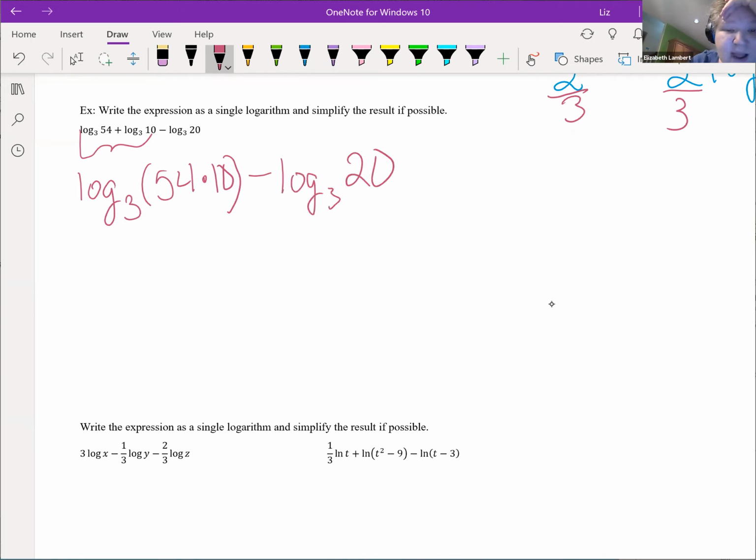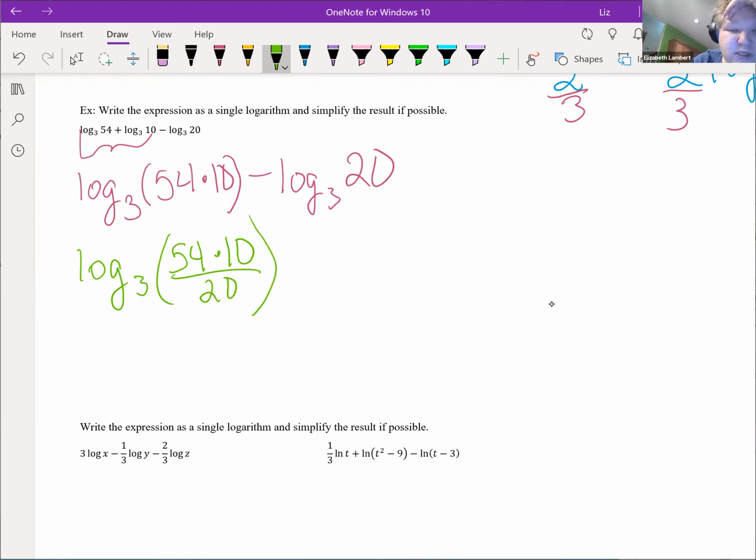All right, and now I have minus, so things that are negative end up coming under by division. So I now have 1 logarithm. And I didn't bother to multiply it by 10 because I knew it was going to crunch up nicely. So 54 times 10 divided by 20. Well, the 10 and 20 cancel out, so it's just 2 on the bottom. And then 2 goes into 54 27 times, which is a power of 3.